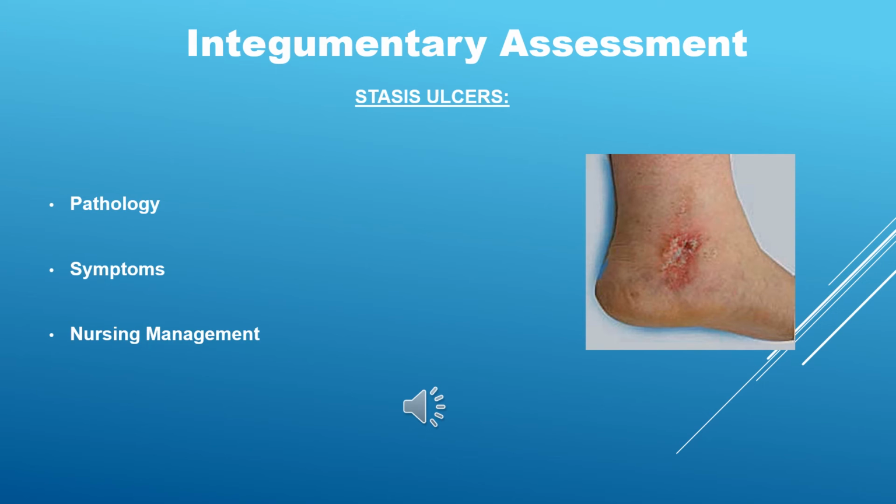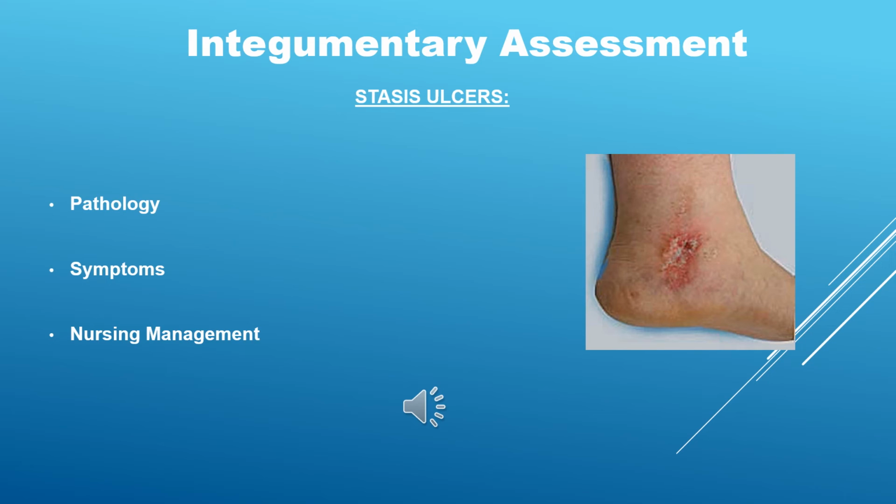Integumentary assessment regarding stasis ulcers. Stasis ulcers result from the inadequate exchange of oxygen and other nutrients in the tissue, affecting the cellular process, leading to ulcers and eventually to necrosis, which is cell death. Chronic venous insufficiency can be associated with stasis ulcers. Stasis ulcers are usually in the lower extremity towards the ankle area. They are characterized by irregular borders.